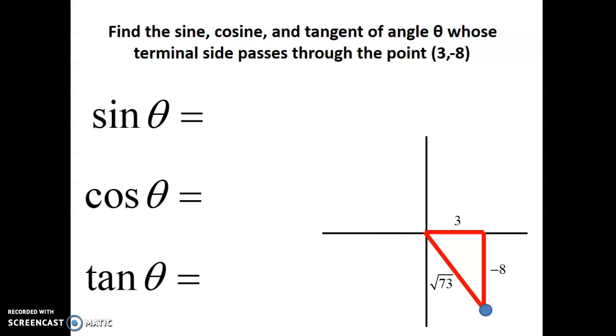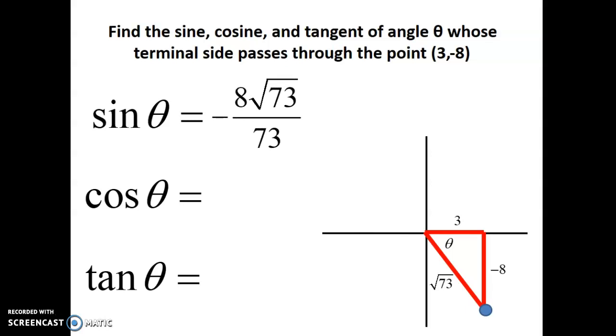Again, we need to find where theta is. And as I mentioned in the last slide, it's as close to the origin as you can get it. So you put it right there. Now for sine, we use the opposite over the hypotenuse. So you're going to get -8 over square root of 73. However, remember from the first unit, you can't leave the square root in the bottom of a fraction, in the denominator. So we have to multiply at the top, which gives us -8 square root of 73 over 73.